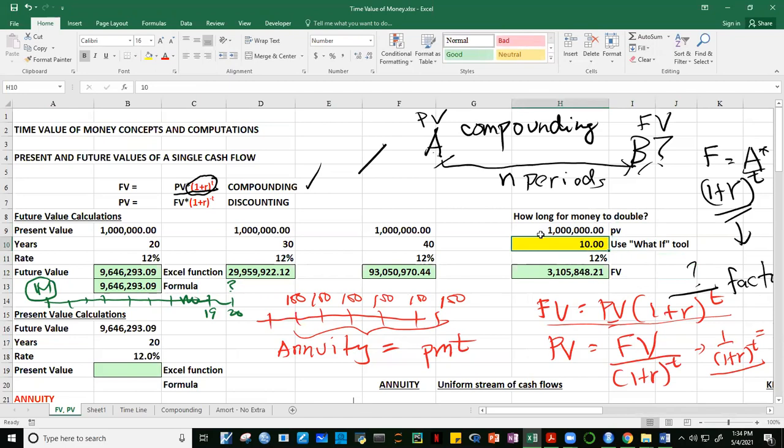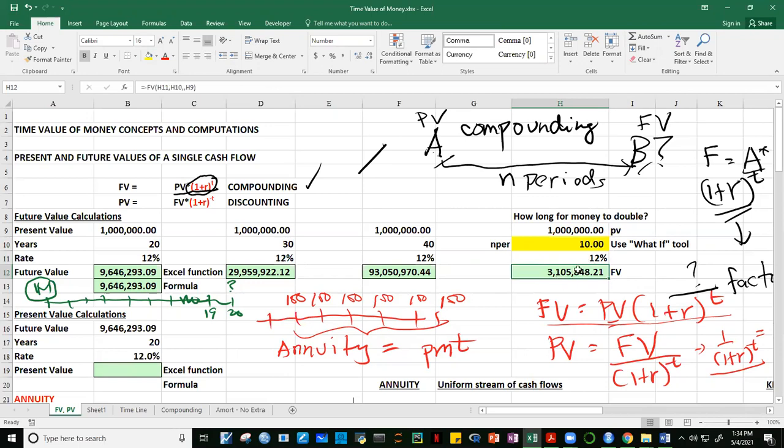Ito yung enter natin. This is our enter. This is what we want to solve. Ito yung gusto natin ma-solve. Okay? So that this will be 2 million. Okay. Ang rate natin 12%. So, ano mangyayari? Dapat bawasan pa natin, ano?